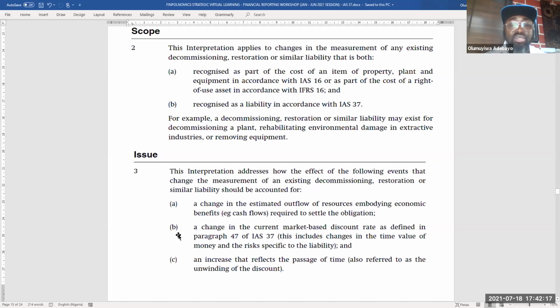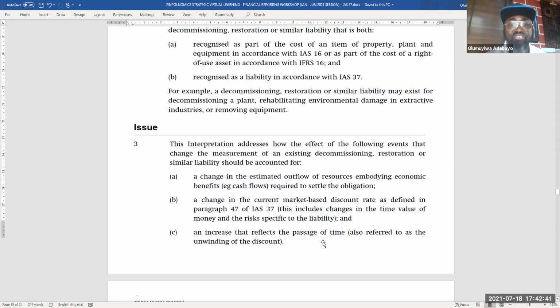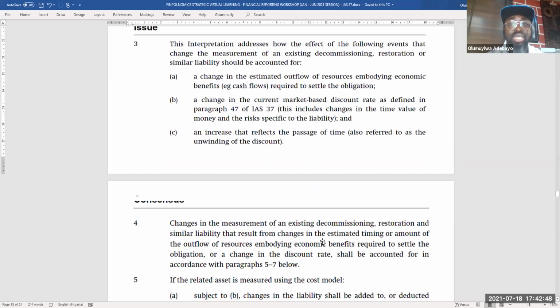Secondly, a change in the current market-based discount rates in line with the requirement of IAS 37. Remember, our discussion earlier says that the discount rate used must reflect the current market assessment as at the reporting date in which such provision is estimated. And finally, an increase that reflects the passage of time, which can only be attributed to the unwinding of discounts. Therefore, what has been the consensus agreed by the members of the IFRS Interpretation Committee?